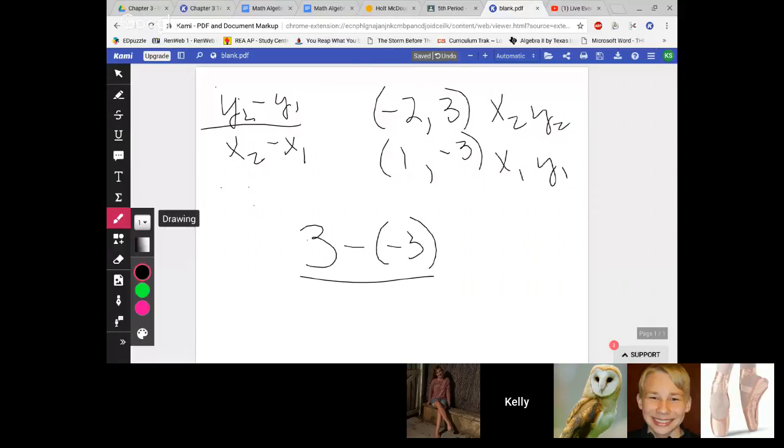So I've got 3 minus a minus 3, and then negative 2 minus 1. So that's going to be 6, because 3 minus 3 turns into 3 plus 3. And then negative 2 minus 1 is a negative 3. So this reduces to m equals negative 3.